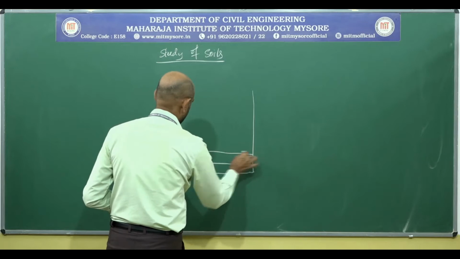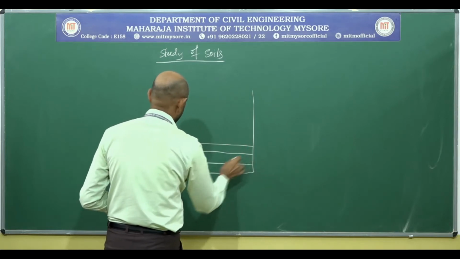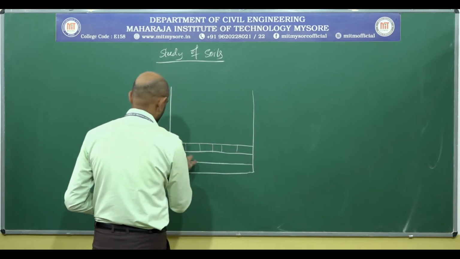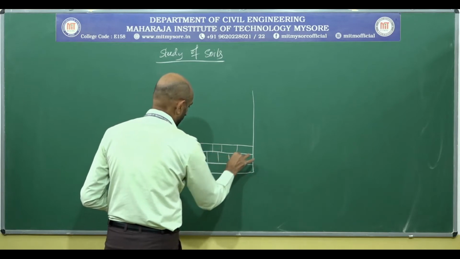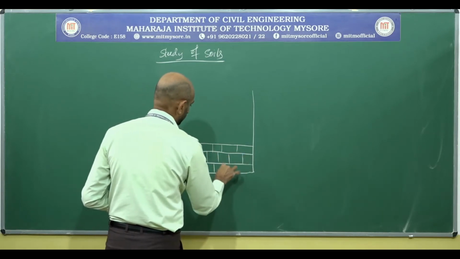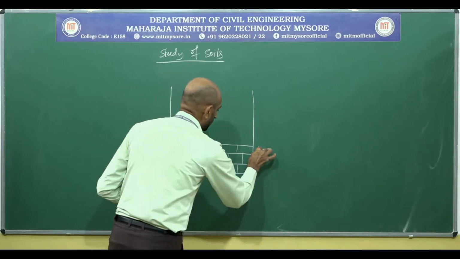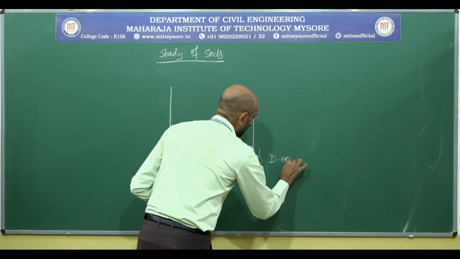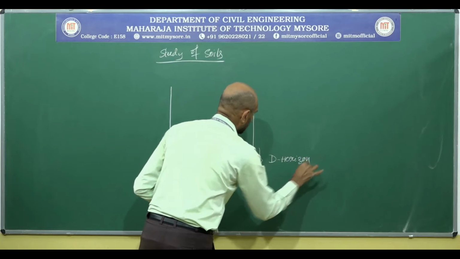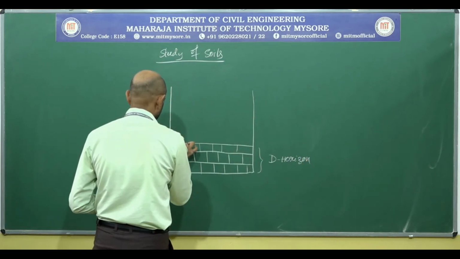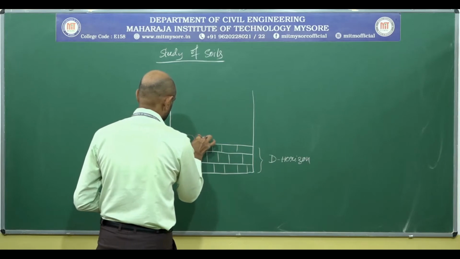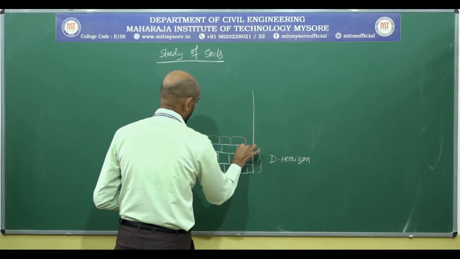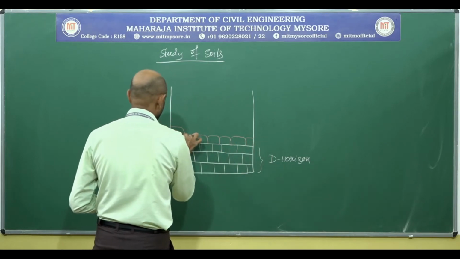This is the last horizon, D horizon. Above the D horizon, we are going to find C horizon.